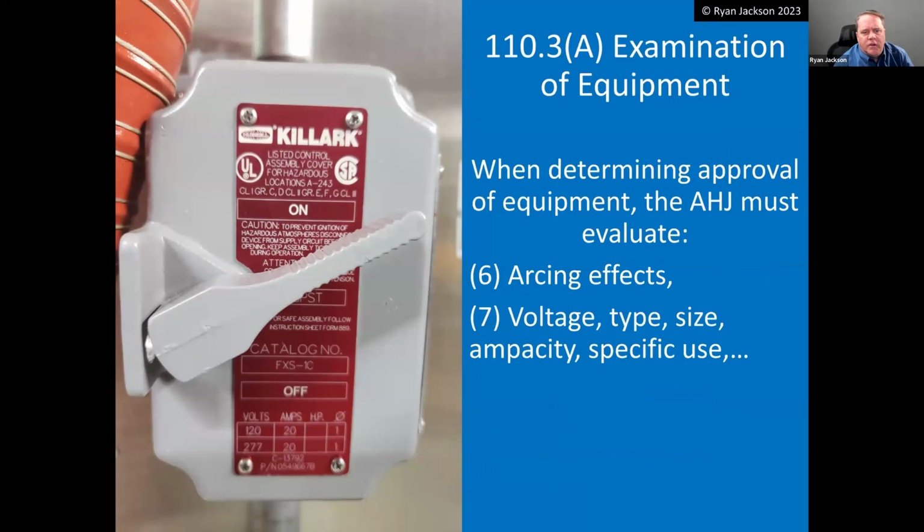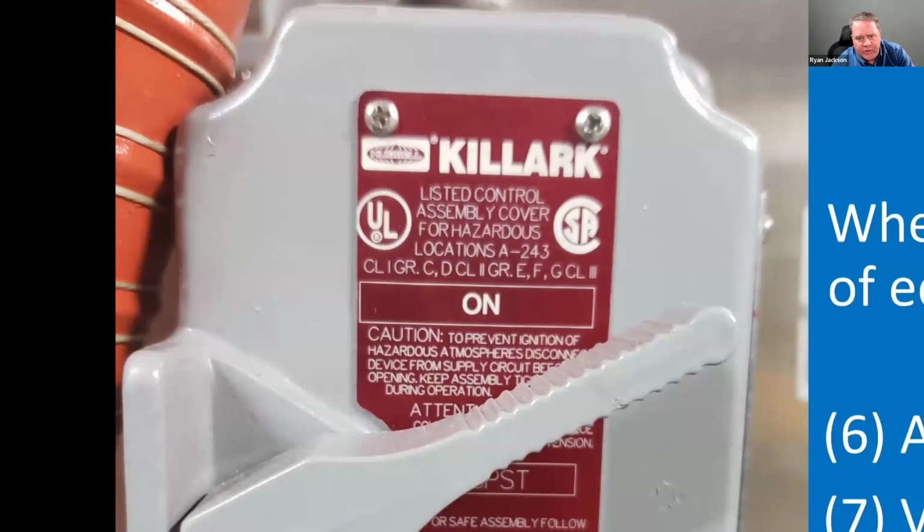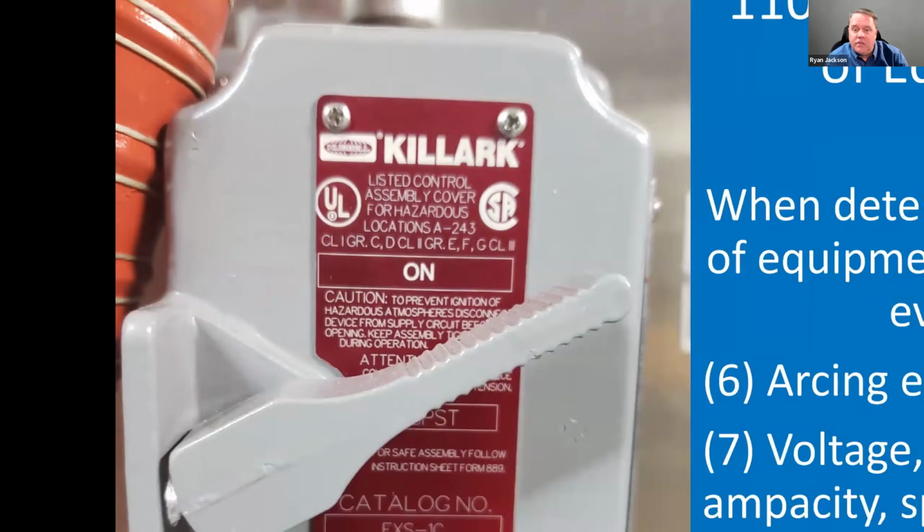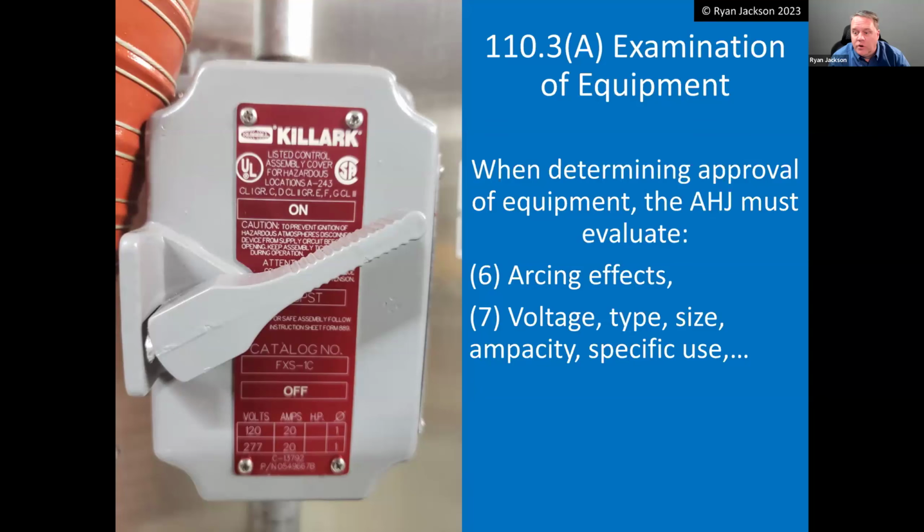This switch right here is what we would call an explosion-proof switch or a dust ignition-proof switch. It's actually both. And looking at that, that's just a light switch in a hazardous location. That probably is going to be suitable for just about anything, but we would have to look at the whole label. And it says, okay, Class I, Groups C and D, Class II, Groups E, F, and G, Class III. Well, there actually is a Class I Group A and a Class I Group B, and this doesn't appear to be suitable for those. So we need to consider things like specific use when we're evaluating equipment.